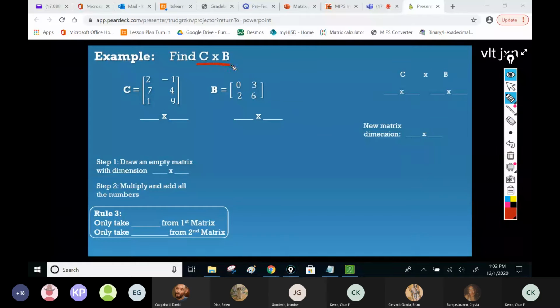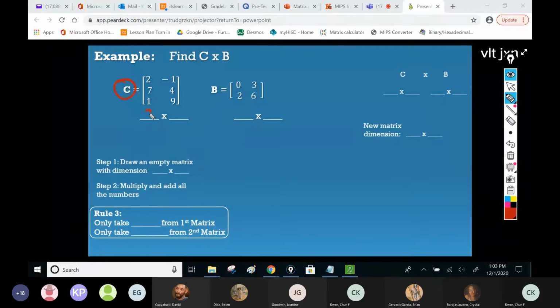So find C times B. I need to multiply matrix C and matrix B right here. I want to multiply them together. Let's see how this can be done. First of all, just like before, figure out the dimensions and check to see if there's a solution. If there's no solution, you don't do anything. So very important, you have to check to see if there's a solution first.